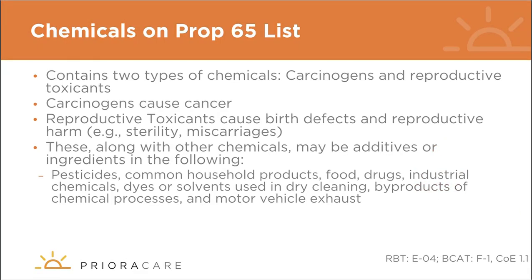The chemicals on the Proposition 65 annual list contain 2 types of chemicals, carcinogens and reproductive toxicants. As we have discussed, carcinogens cause cancer, and reproductive toxicants cause birth defects and reproductive harm, such as sterility or miscarriages. These, along with other chemicals, may be additives or ingredients found in the following: pesticides, common household products, foods, drugs, industrial chemicals, dyes or solvents used in dry cleaning, byproducts or chemical processes, and motor vehicle exhaust.